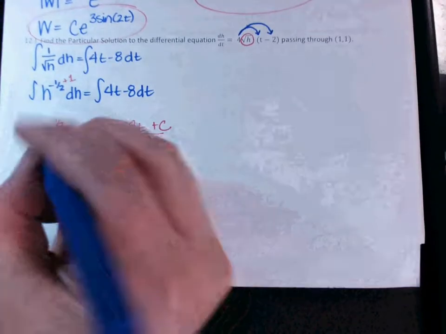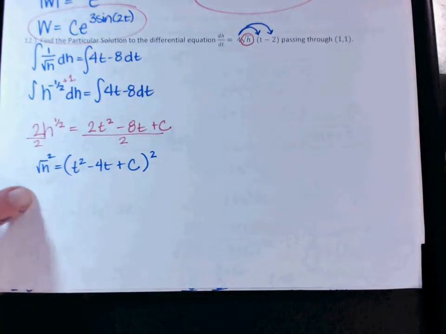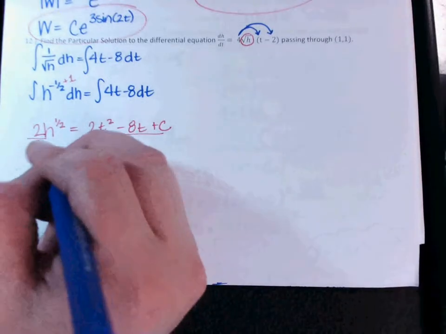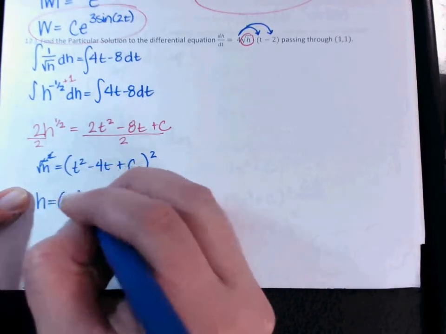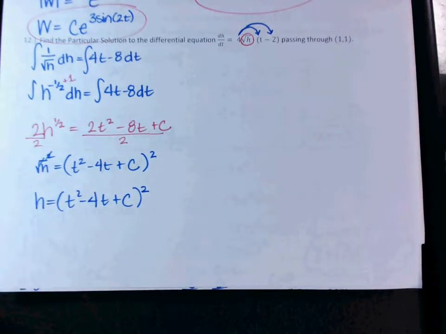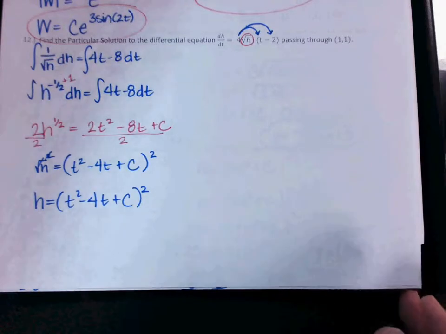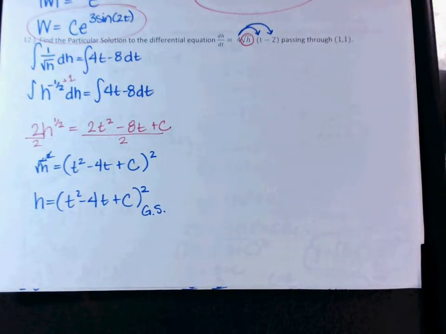Square both sides. The c does need to be part of your squared expression, so make sure your parentheses close it in with everything else. So h equals t squared minus 4t plus c quantity squared. Okay, do you feel confident that you could find the c on that one? Okay. Is that the general solution? That's the general solution. Okay, so then go ahead and find your c for me then.